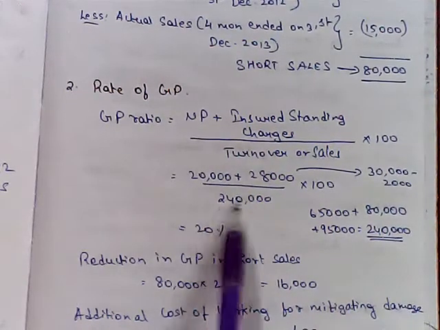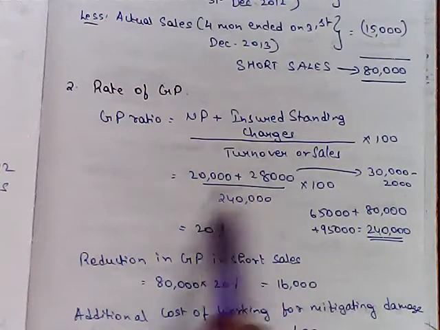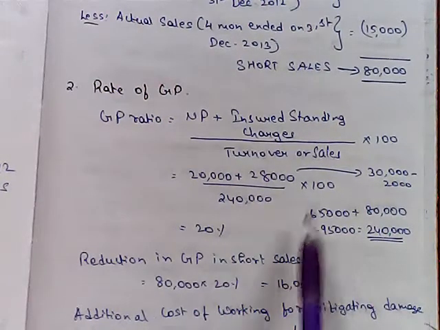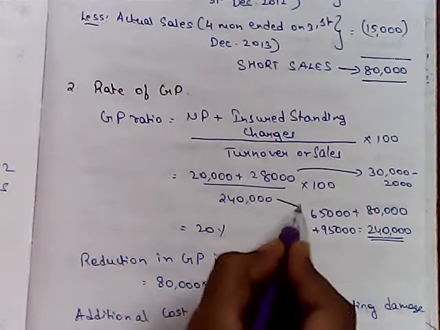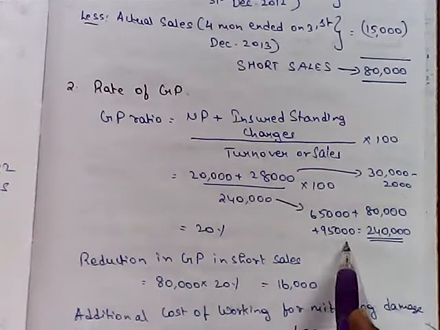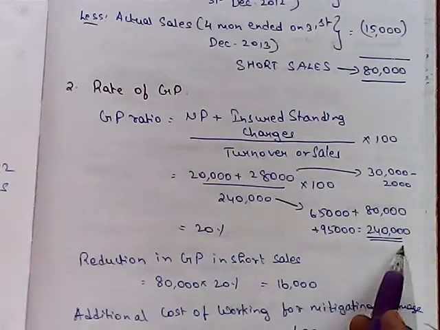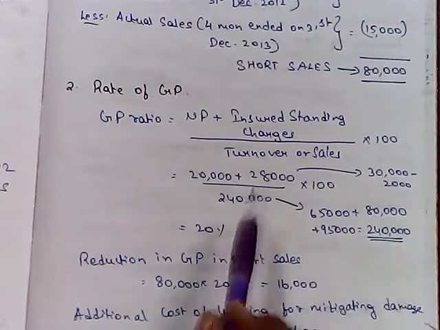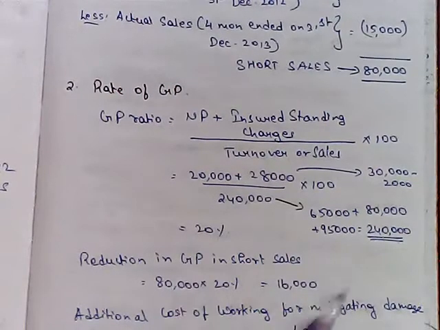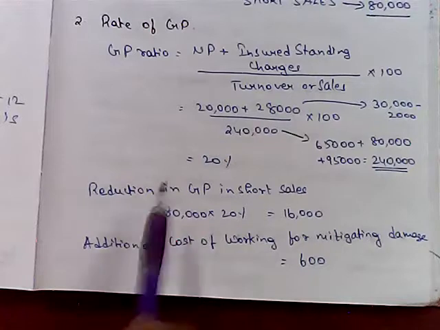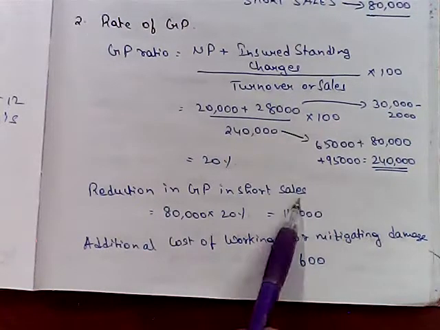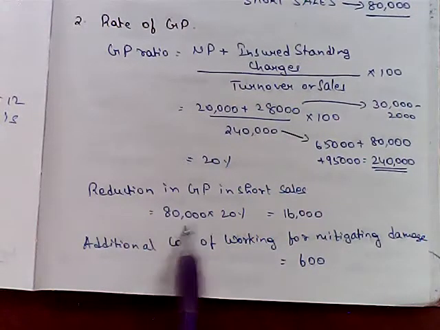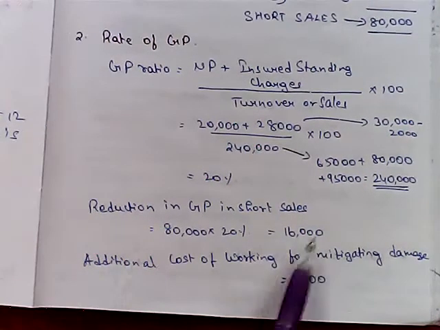Okay, so turnover is 2,40,000. How did we get this turnover of 2,40,000? It is 65,000 plus 80,000 plus 95,000, which is nothing but 2,40,000. Please read the problem carefully. So we get the GP ratio as 20%. Then there is a reduction in GP in short sales. So 80,000 into 20% is 16,000.